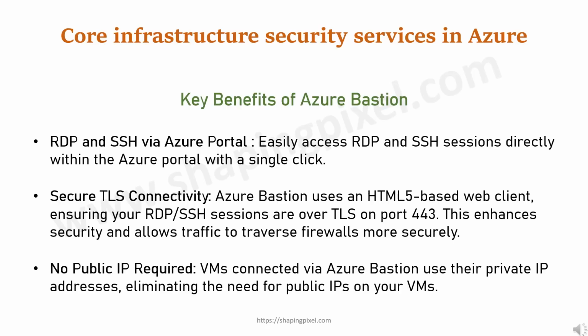Secure TLS connectivity. Azure Bastion uses an HTML5 based web client, ensuring your RDP or SSH sessions are over TLS on port 443. This enhances security and allows traffic to traverse firewalls more securely.